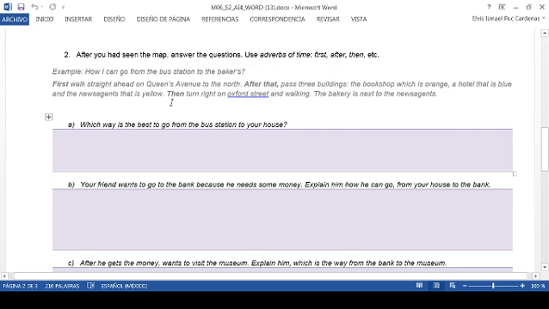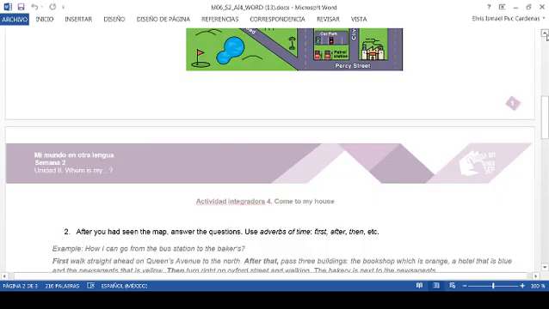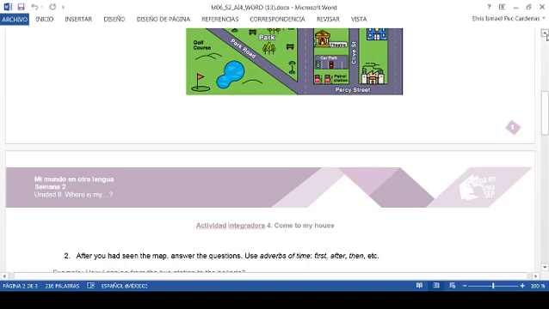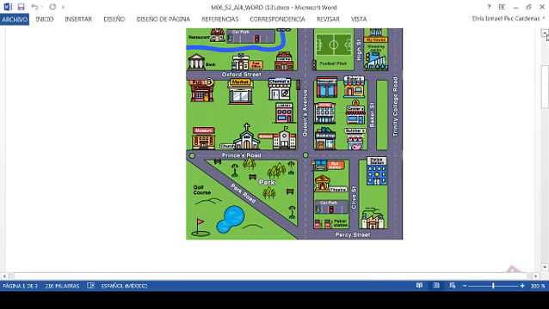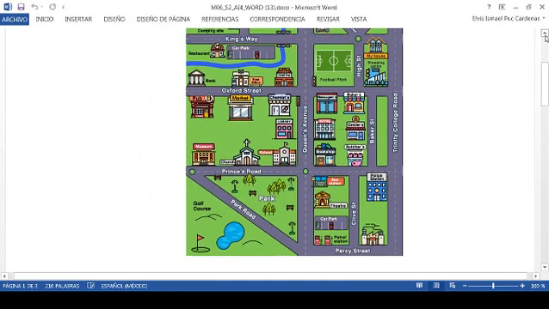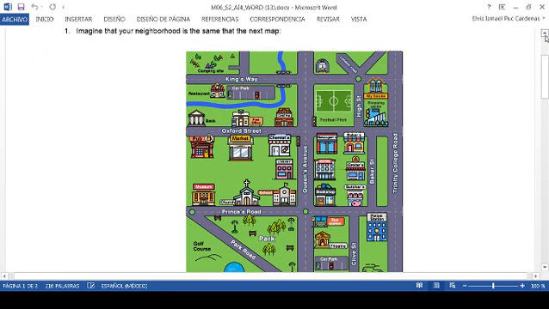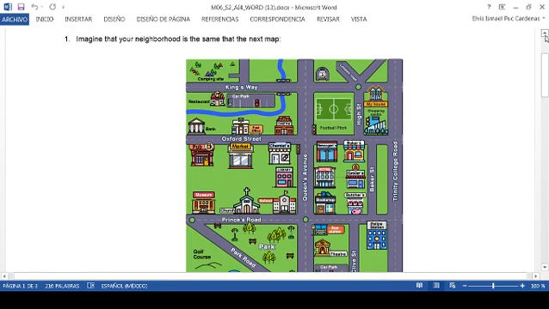Which way is the best to go from the bus station to your house? You're going to see the map here and answer the questions. From the bus station to your house. As you can see, here is your house. That is on High Street, on Kingsway, in the corner of Kingsway.